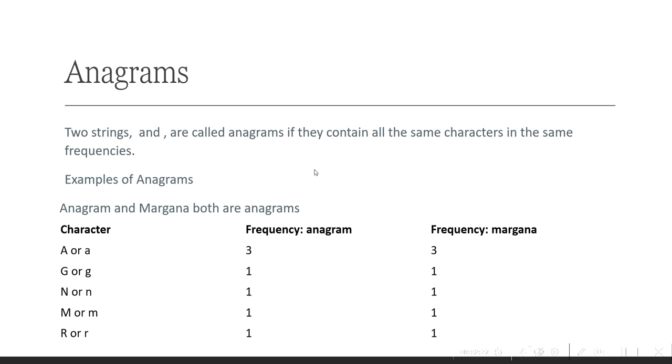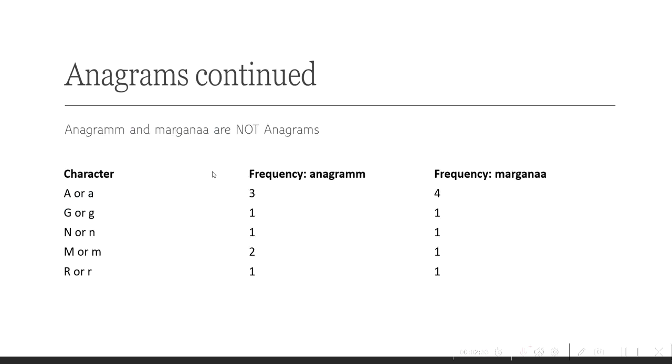Now let's look at an example which is not an anagram. Here the first string is ANAGRAMM and the second string is MARGANAE. Let's start with A. How many times has A occurred in the first string? Three times, right? You can count how many times each character has occurred. Take the example of M: M has occurred twice. Similarly, check in the second string. A has occurred four times: 1, 2, 3, 4.